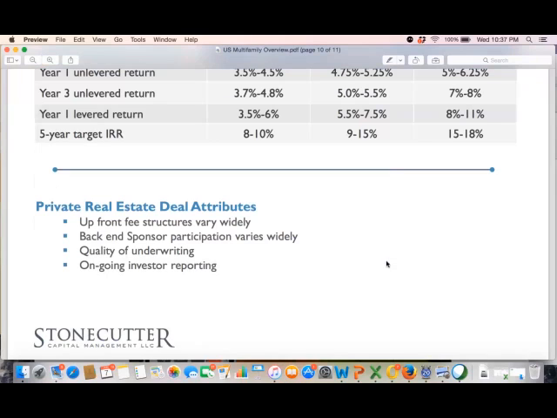So I would say you want to focus on quality sponsorship and alignment of interest. I've invested with folks before I started Stonecutter, and it goes from paying a disproportionate share of profits, a reasonable share of profits after the investors have gotten their money back with the preferred return, to paying the majority of the cash flow to the sponsor. And there's also different underwriting, quality of underwriting. There are different upfront fees, and it does run the gamut.